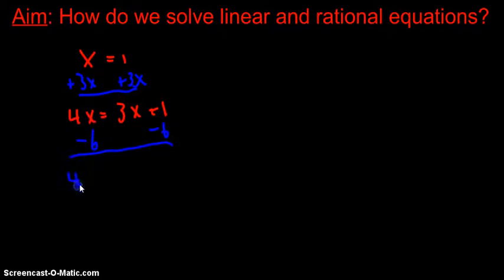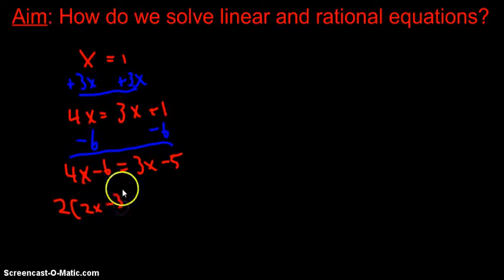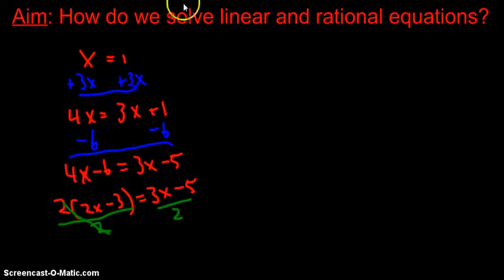So this is 4x. It's in red. I want to make it as visible as possible. So we get 4x minus 6 is equal to 3x minus 5. You can factor anywhere if you'd like to. So here we can actually factor out a 2. So that's 2 times 2x minus 3 equals 3x minus 5. You can divide both sides by any amount. So we can divide both sides here by 2. And these 2's will cancel out, leaving us with 2x minus 3. Whoops.